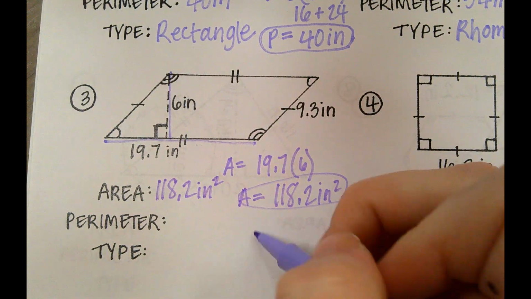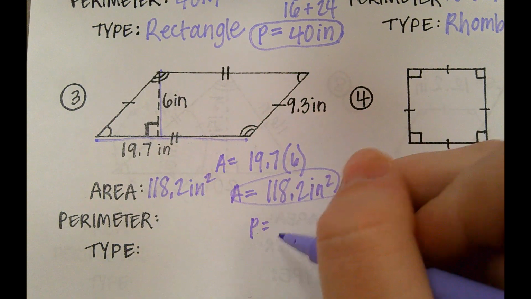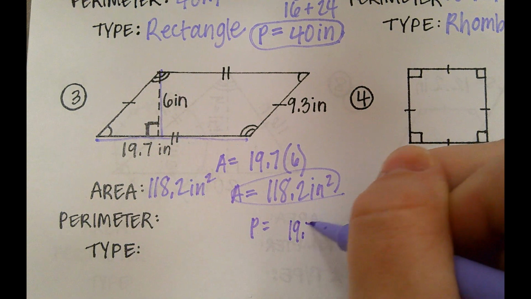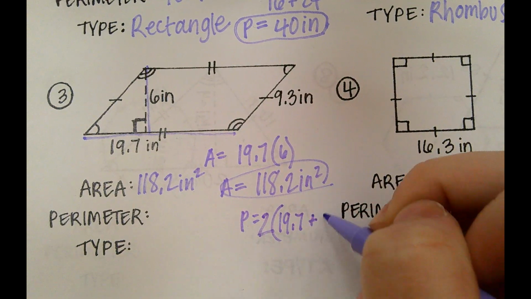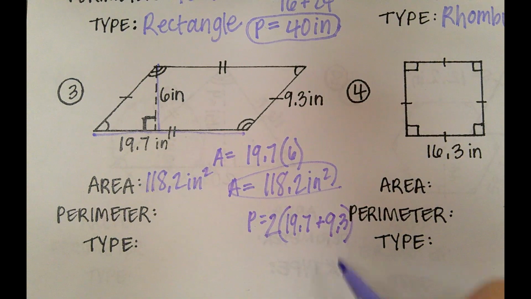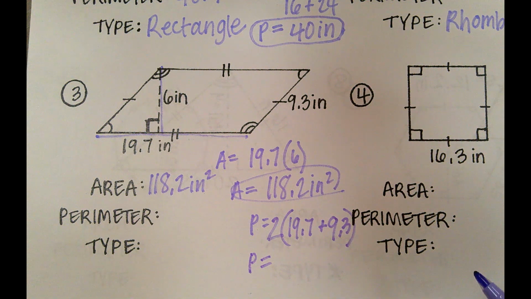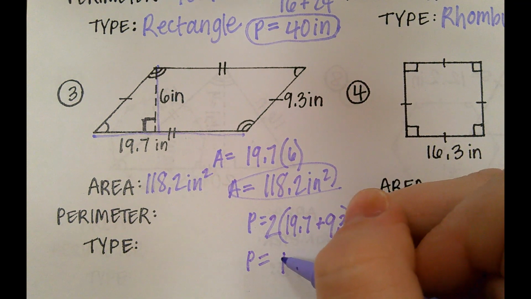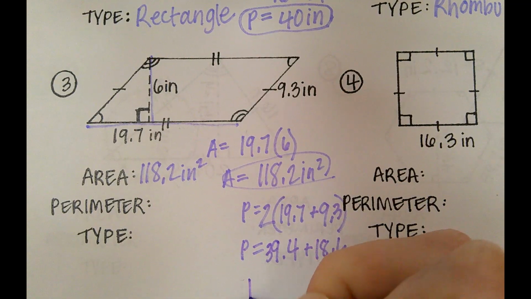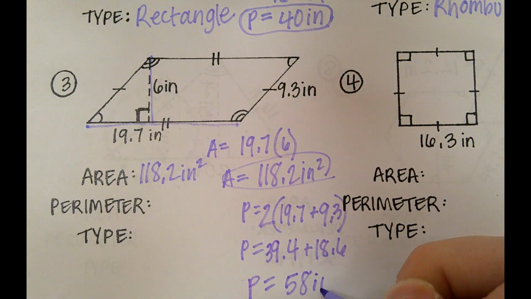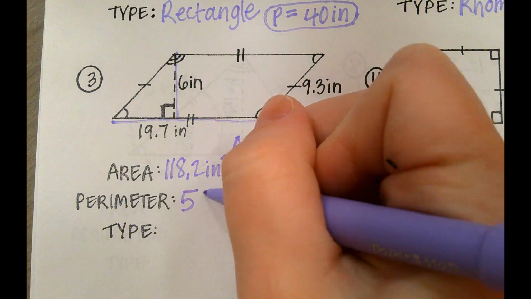Now perimeter. Base, which is 19.7. And then your side length, which is 9.3. Good. So we're taking 2 times 19.7 plus 9.3. 18.6 plus 39.4. Yes. 58 inches. Perfect. You'll get a perimeter of exactly 58 inches. And it is a parallelogram. Very good.